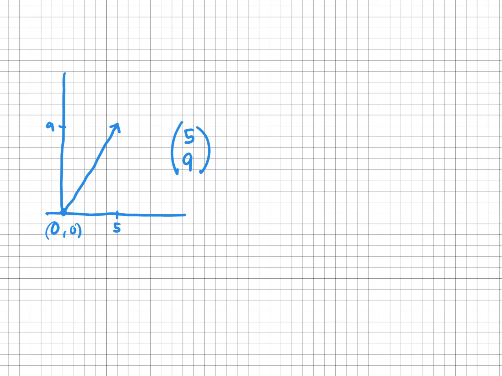Let's get another example. For example, our vector is starting from this point, and then it's going to go this way. Let's count from here. 0, 0. How do we represent this one? That's the arrow.